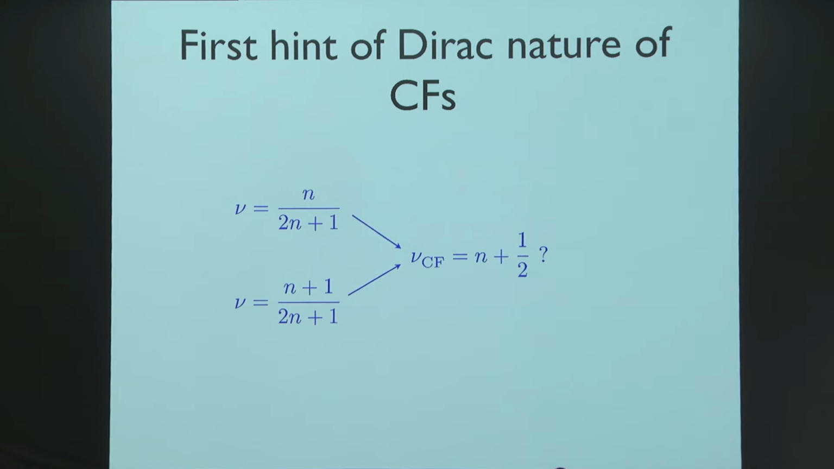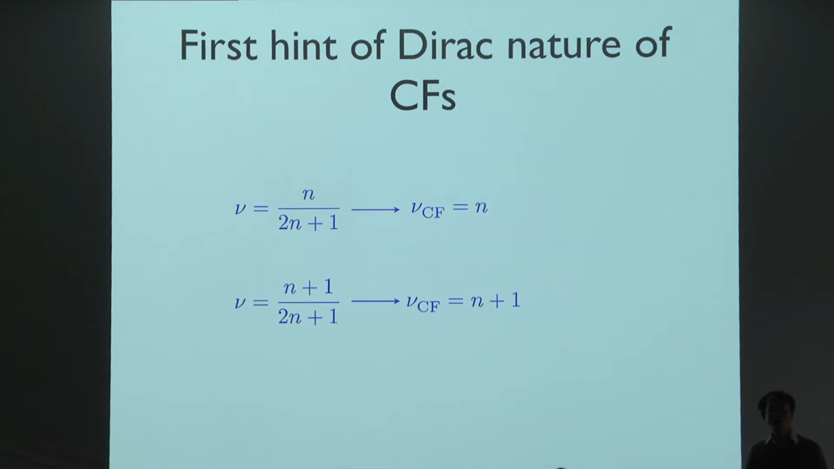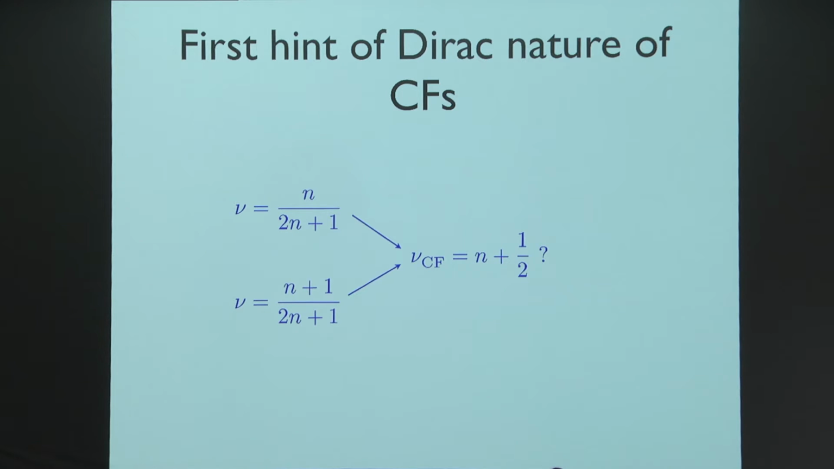So the first hint of the Dirac nature of the composite fermion is the following. We know that nu equal n divided by 2n plus 1 maps to the composite fermion filling n Landau levels, and n plus 1 divided by 2n plus 1 maps to composite fermion filling n plus 1 Landau levels. How about trying to reconcile these two numbers? The most naive way is to take the arithmetic average of the two numbers. We get n plus a half.